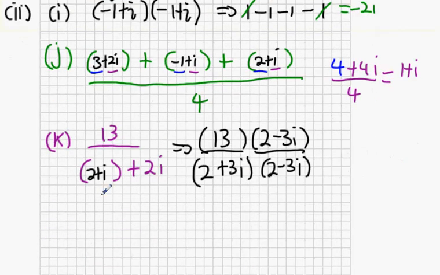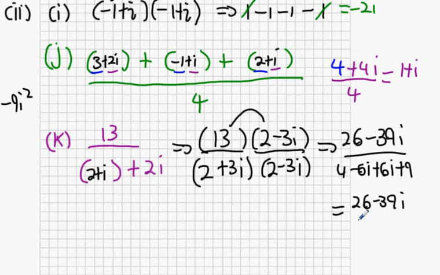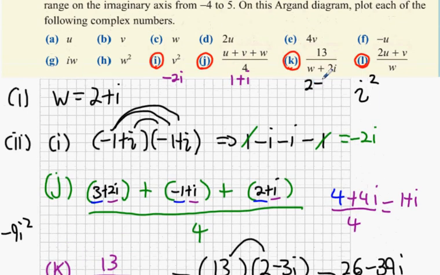Multiply out: 26 minus 39i, and then on the bottom it's going to be 4 minus 6i plus 6i, and that's minus 9i squared. What's minus 9i squared? Plus 9. Then it's 26 minus 39i all over 13. Divide the 13 in, and what do we get? 2 minus 3i. So 2 minus 3i is this one here.